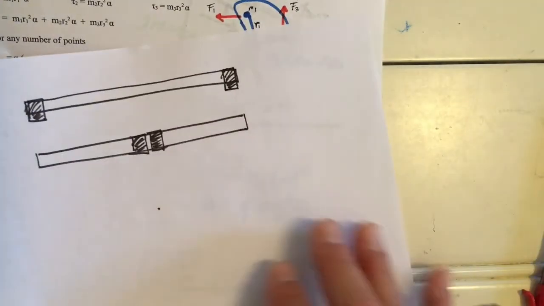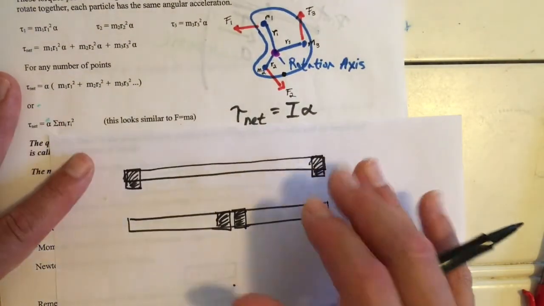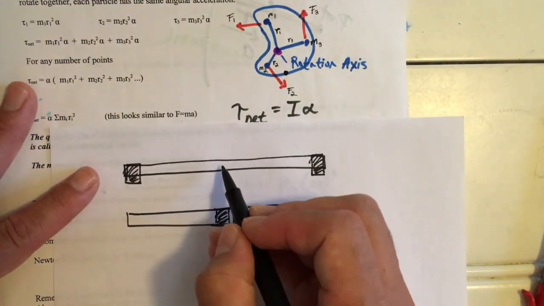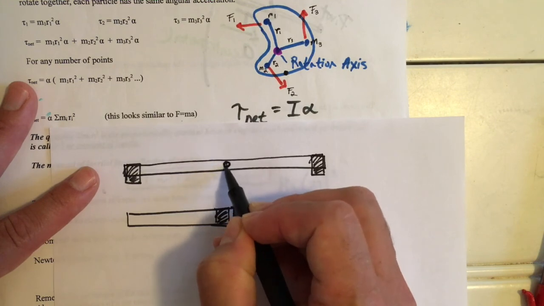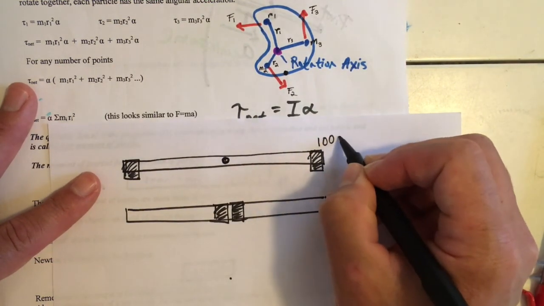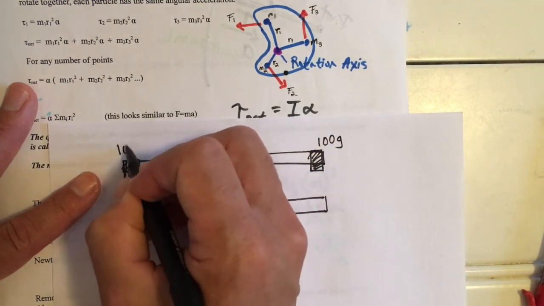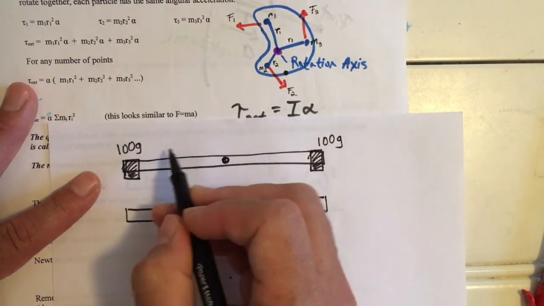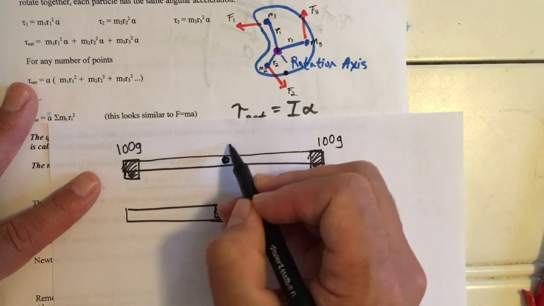For instance, if I go back to this example, well, let's rotate this, say, about this meter stick with 2 masses attached. Maybe this is a 100-gram mass, and this is a 100-gram mass. And this will be the axis of rotation.